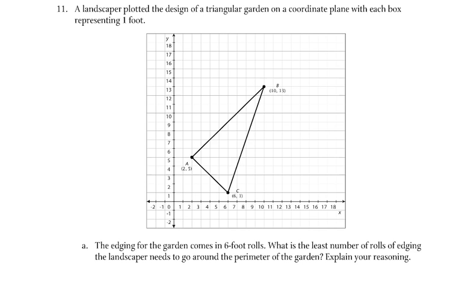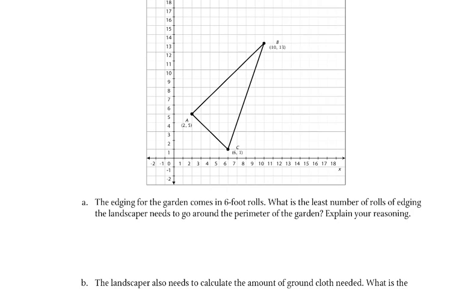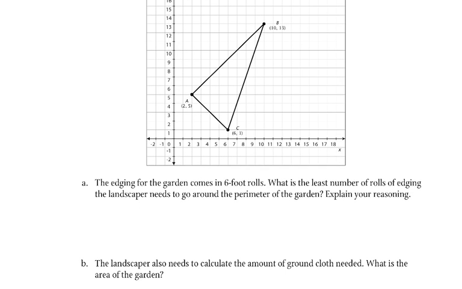So a landscaper plotted the design of a triangular garden on a coordinate plane with each box representing 1 foot. The edging for the garden comes in 6-foot rolls. What is the least number of rolls of edging the landscaper needs to go around the perimeter of the garden? So let's find the perimeter. I'm going to use triangles here because we have a nicer thing.